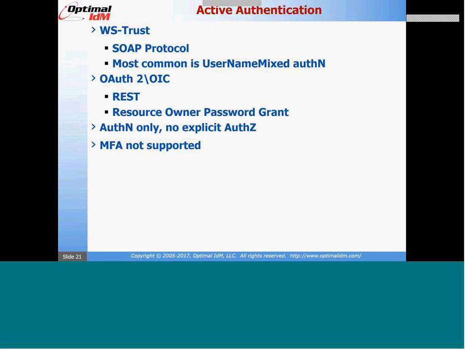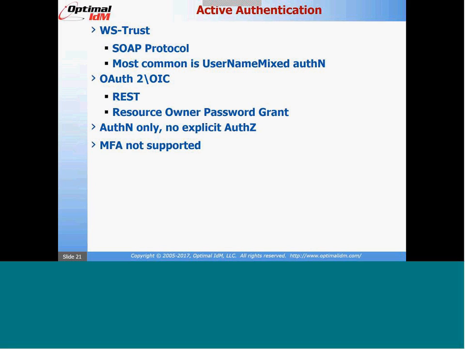Now, let's shift gears a little bit and talk about active authentication. When we talk about active authentication, we're either talking about WS-Trust or OAuth2 or OpenID Connect. WS-Trust is a SOAP protocol. The common flavor of active authentication used in WS-Trust is the username mixed authentication. Username mixed basically means a user ID and password.